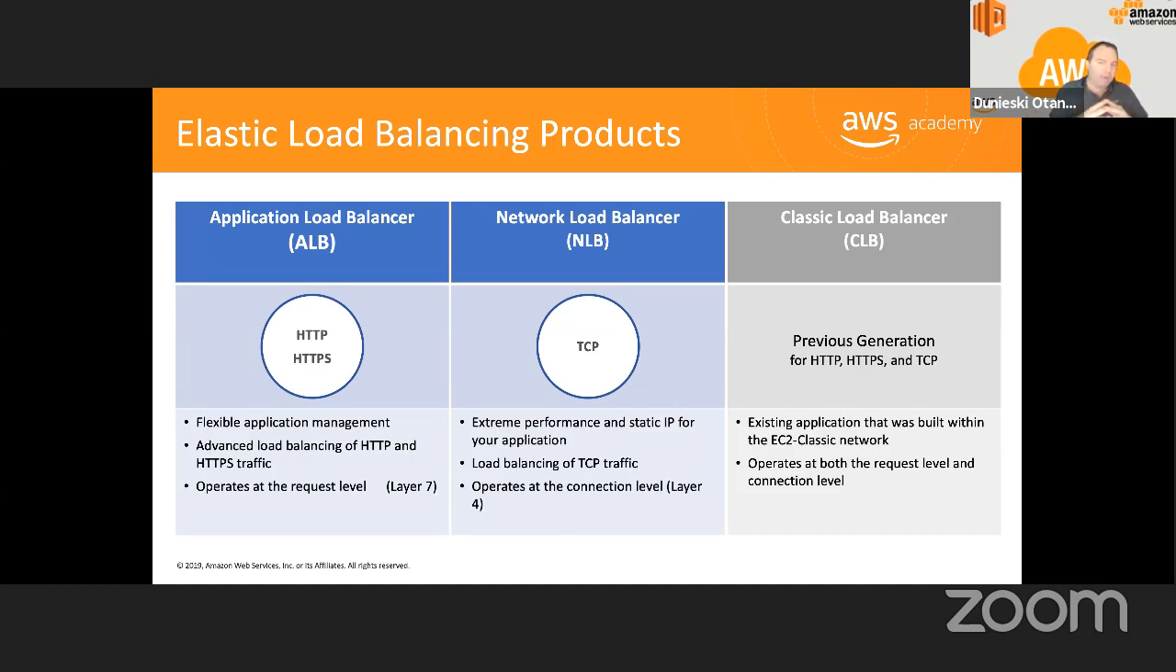Now the network load balancer. The network load balancer operates on layer 4, which is the transport layer. It is designed to handle tens of millions of requests per second. Can you imagine that? Tens of millions of requests per second while maintaining high throughput at ultra low latency. It's super fast with no effort on your part.